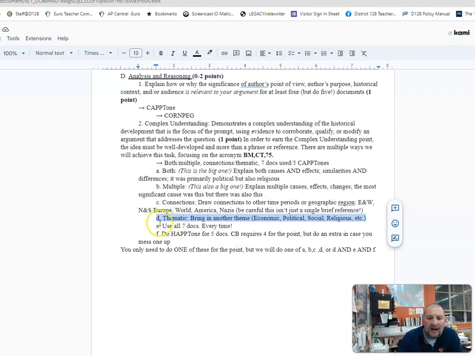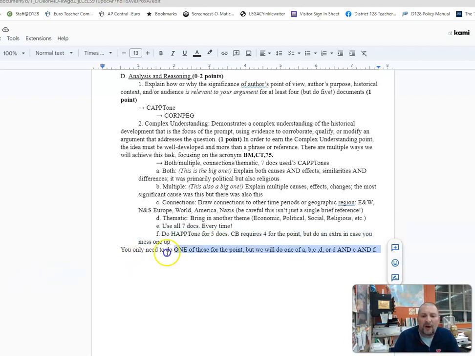Okay? Another way to get this complex understanding point is to use all 7 documents. We're just going to do that every time. We're going to seal the deal. We're going to make sure we get it, regardless of all these other things. And then you're going to do HIPP-TONE for 5 documents. We already talked about this. College Board requires 4 for the point, but we're going to do 5.